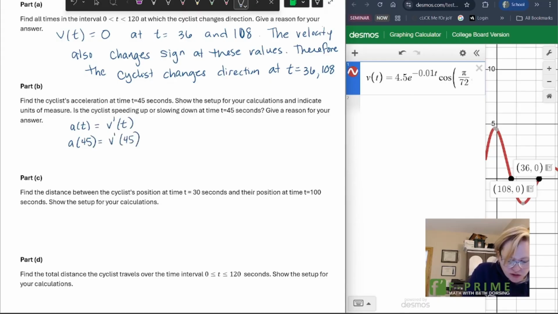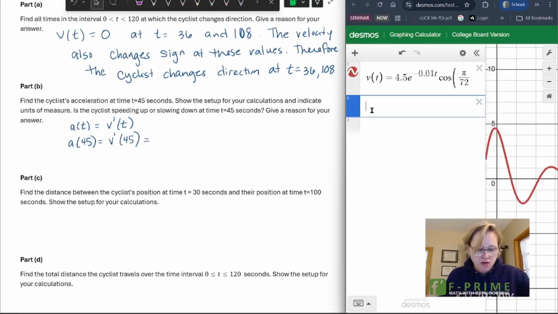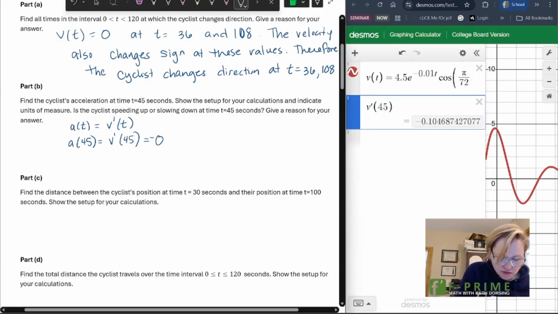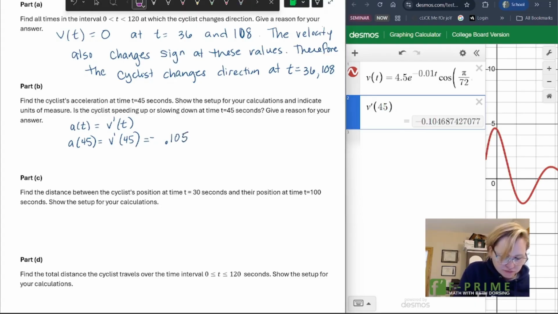I want to be specific and not just leave t in there. So I want to make sure I'm putting 45 in. And now I'm going to go to Desmos and watch this. All I have to do is v prime of 45, and it will spit it out for me. So here we go. I'm going to record my answer, negative 0.10. I'm going to round to 5. And make that negative a little more obvious.